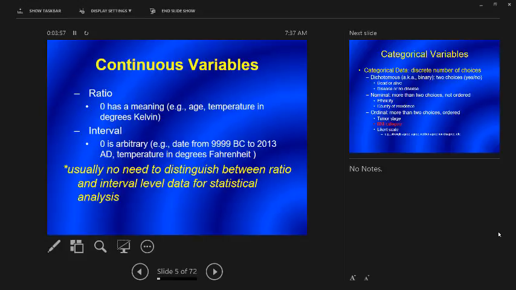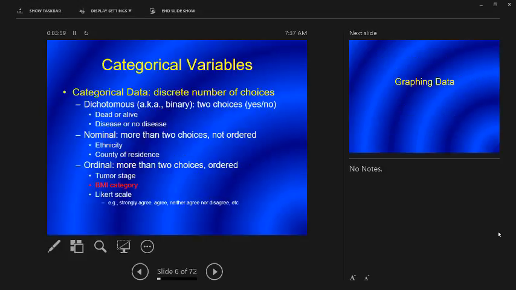Okay, so we talked about continuous variables, ratio versus interval. So now let's talk about categorical variables. So that's the first distinction. Is my variable continuous or categorical? And if it's continuous, then that's that. But if it's categorical, now you need to decide among these three types of categorical variables. Is it dichotomous, nominal, or ordinal?